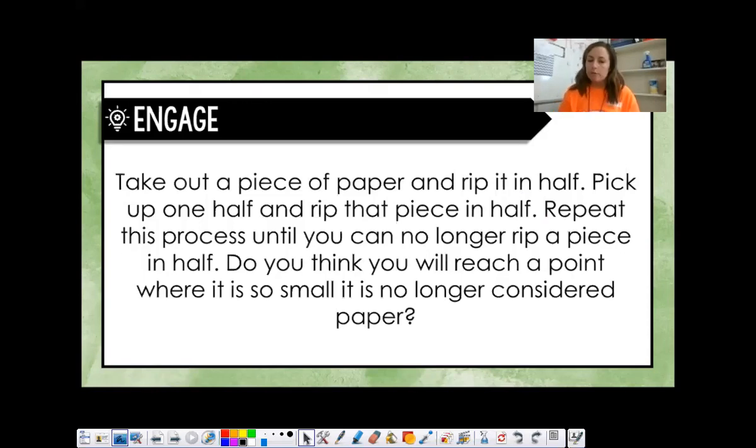So the answer would be no. Obviously, you still have paper because we know from previous lessons and previous years that paper is made up of several different things.